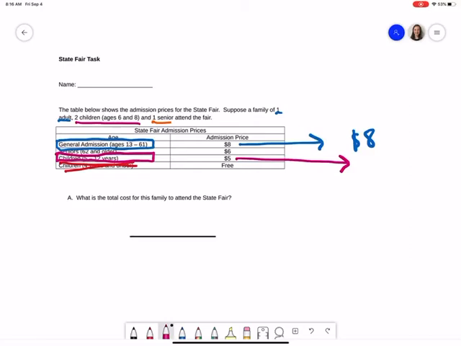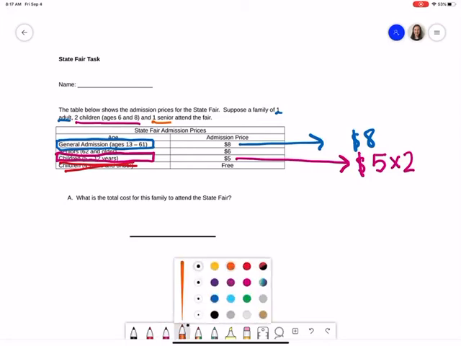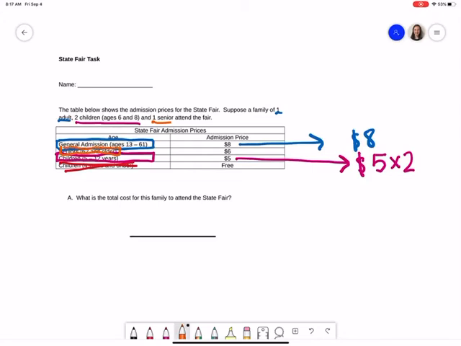So what would we need? We would need $5 times how many children? 2. Okay. So we have $8, $5 times the 2 children, and then we have 1 senior. And we're going to put him or her down here. And that would be $6 for a senior. Okay?